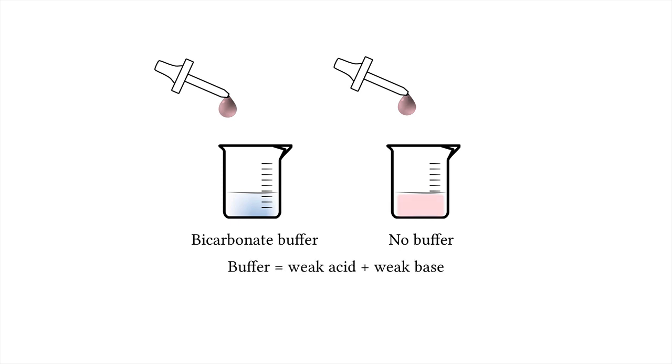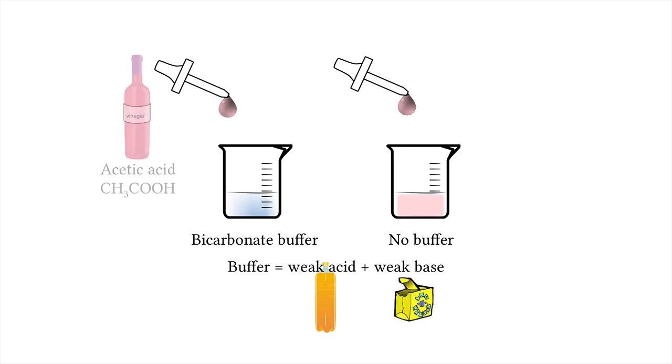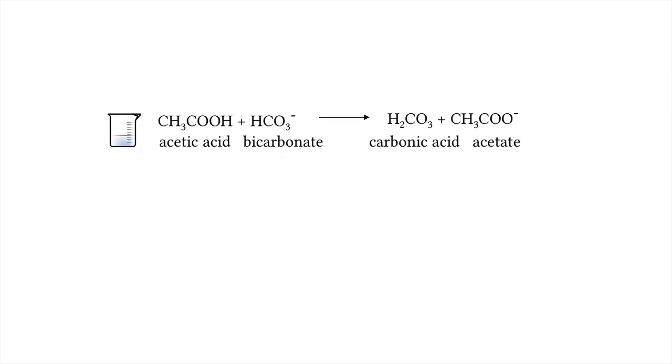A buffer is made up of a weak acid and a weak base. You made the buffer solution in the experiment with a weak acid from the soda, which is carbonic acid, and you used a weak base from the baking soda, which is bicarbonate. Now, vinegar, or acetic acid, is a weak acid. So as it was added to the container with the buffer in it, it was able to react with anything in that container. And being an acid, it most readily reacted with the base. In this case, it reacted with bicarbonate, or HCO3- ion.